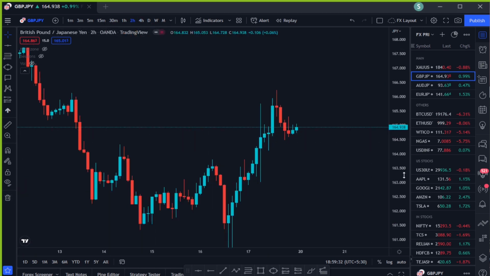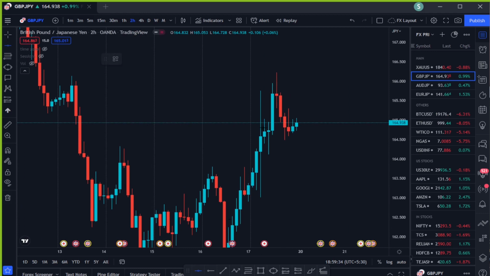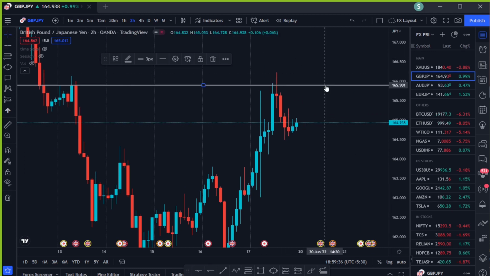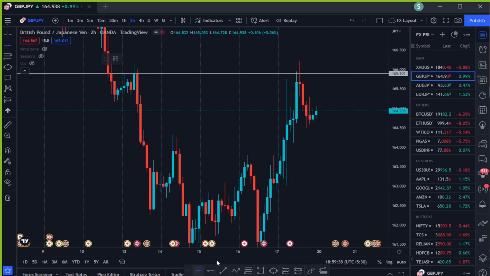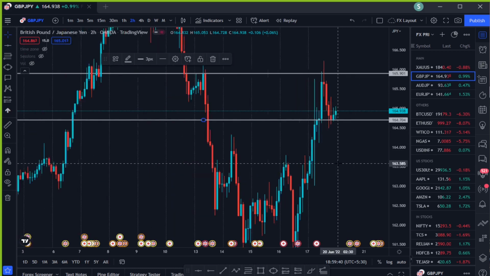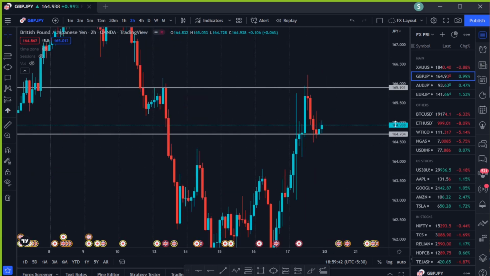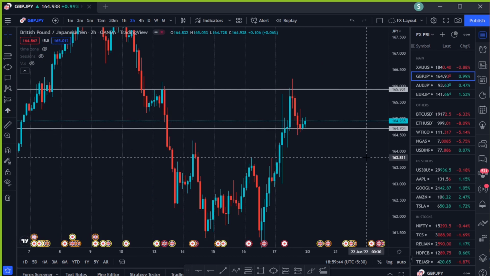Let's see what's happening on the 2-hour candle. On the 2-hour, we have a resistance right here, and we have a support right here. So this is going to be more like the 4-hour thing. In order to go bullish, I am expecting the price to give me a strong bullish candle at the support, because this is the support area.